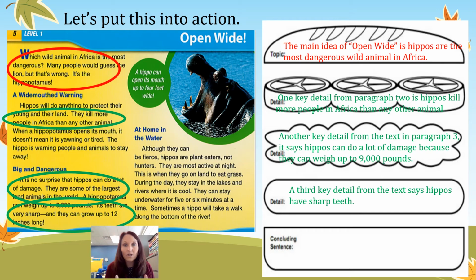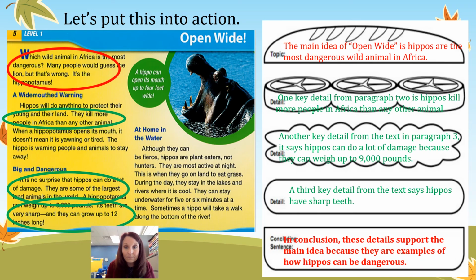So now our conclusion sentence needs to be basically why do those key details, or how do those key details support the main idea? So my sentence says, "In conclusion," notice I use that transition. It's showing my reader that I'm at the end of my paragraph. "In conclusion, these details support the main idea because they are examples of how hippos can be dangerous."